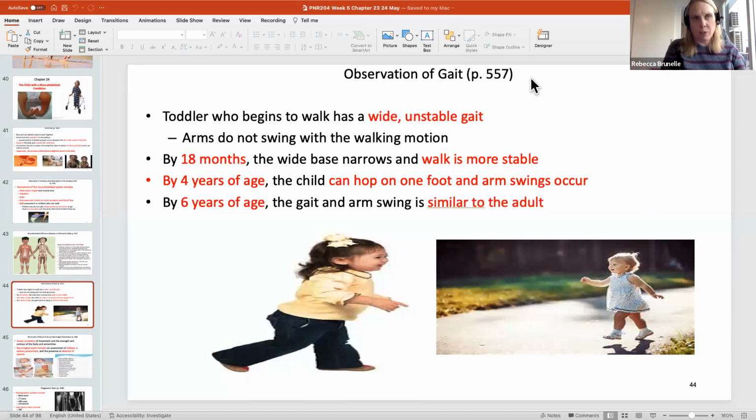So when you're talking about musculoskeletal, you're going to also do observation of gait. When kids learn to walk, they're kind of unstable, they're wide, and they waddle back and forth. And that just gets better as they age. By the time they're 18 months, it's a little bit narrower. They're starting to be more stable. By 4 years, they can hop on one foot. And by 6 years, it's pretty similar to an adult. Sometimes parents will worry about the fact that their kid is squatty and low to the ground and waddling back and forth. So just let them know that's normal when they're starting to learn to walk.